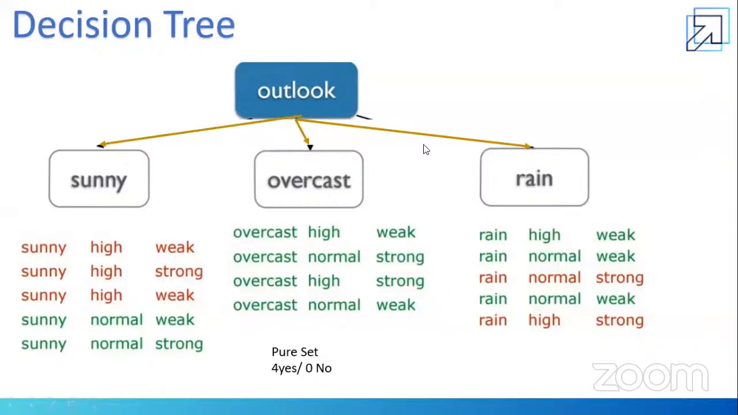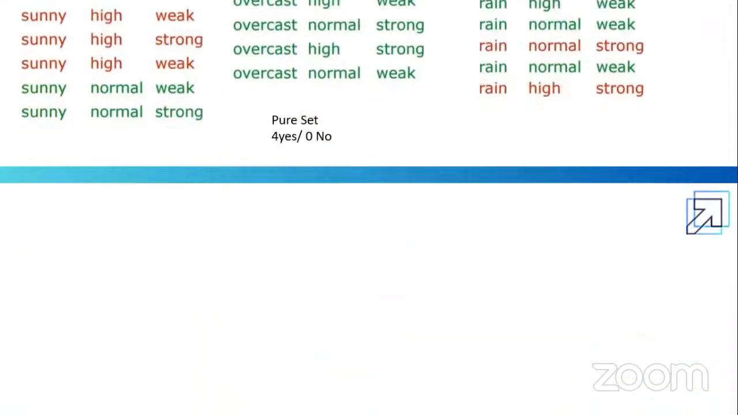But in case of sunny and rain, we have a mixed set, that is, we have an impure set. So do we need to divide sunny and rain? Yes, we need to divide sunny and rain because here we have 2 yes and 3 no, and in rain we have 3 yes and 2 no.